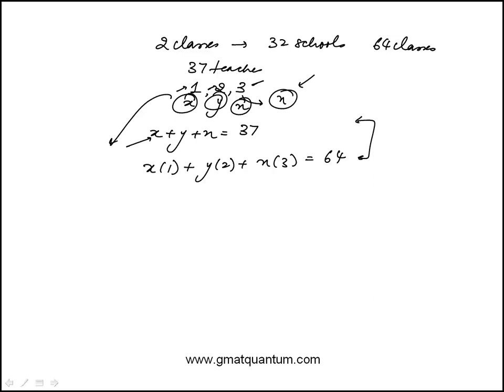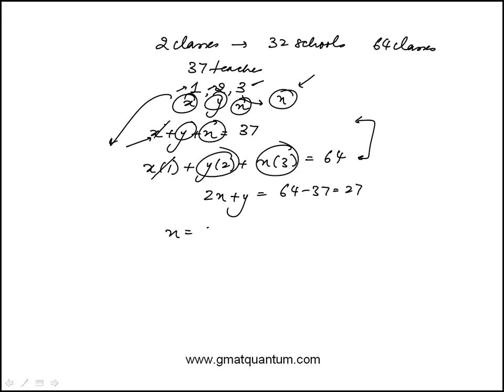So I'm going to subtract the top one from the bottom. So the x term would drop out. I'm going to get 2n plus y, because I have a 3n here and an n, 2y and a y, is equal to 64 minus 37, which is 27, which means n is 27 minus y over 2. Now, x, y, and n have to be integers, so the greatest possible value of n would be when y is 1, in which case n would be 26 over 2, or 13. That would be actually the upper limit.